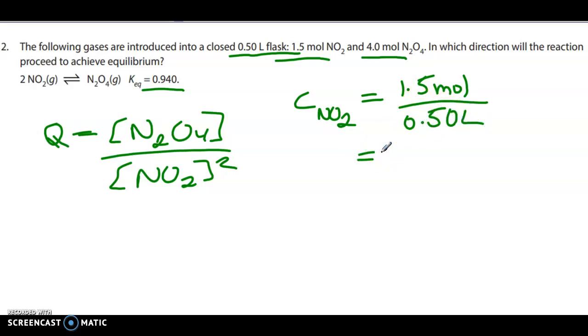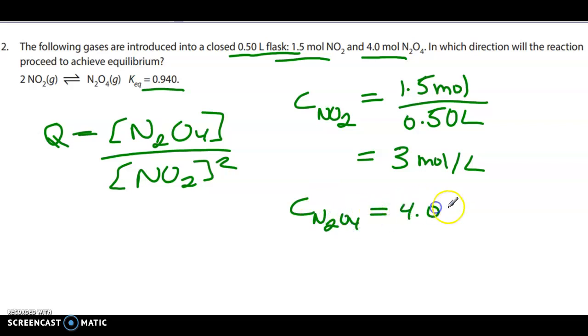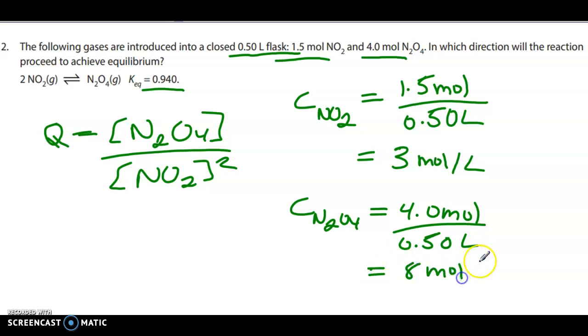So here we end up getting, let me get my calculator. Hold on a second. I'm going to pause the video. Okay, so we end up with 3 moles per liter. And actually, I'm not worried about sig figs here. It's actually 3 bang on. And the concentration of N2O4, which is going to be our 4 moles divided by 0.50 liters, which should be 8. Just double check on that. Yes. So we have 8 moles per liter.